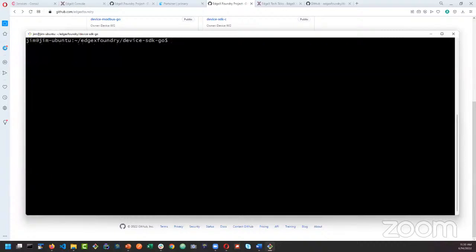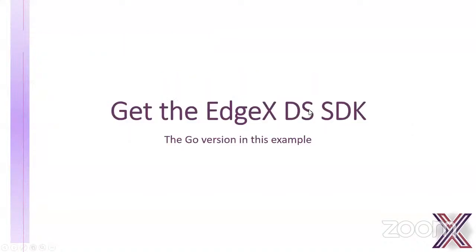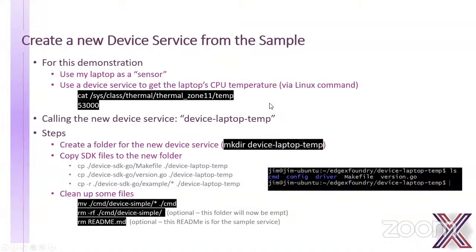Okay. With that in place, what's the next step? I've got EdgeX up and running, and I've got a clone of the device service SDK, in this case, the Go version in place. What's up next? Well, the next thing I need to do is actually create a new device service from that sample or from that example code. When I create the device service, I'm going to want it to communicate with a sensor. In this demonstration, what am I going to do for that?